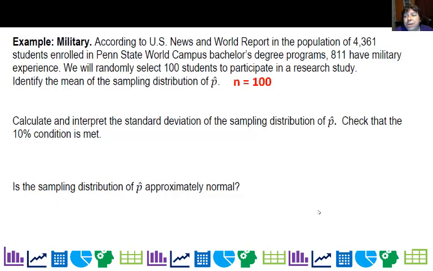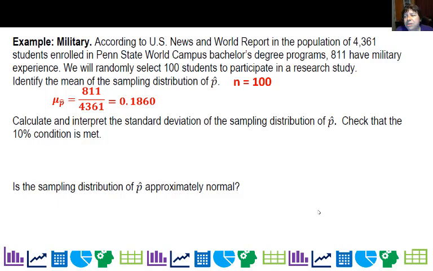Well, we know that n is going to be 100, but we're not going to need that just yet, okay? My mean is going to be the 811 over 4361, or 0.1860, okay? So I would expect my sample to come up close to that. There'll be some variability, and we'll talk about that.